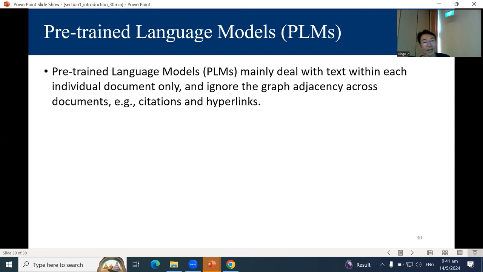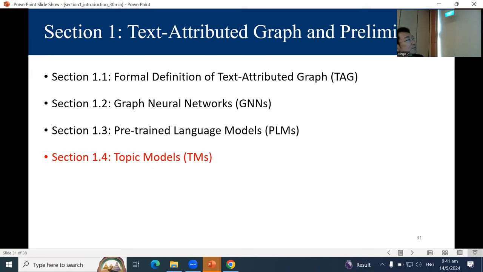Now, again, PLMs deal with text, but they don't deal with graphs. So what we're going to see later on is this notion of how they can interplay with the graph.